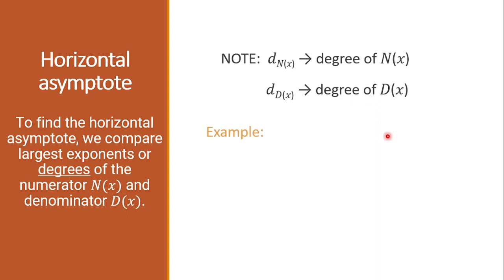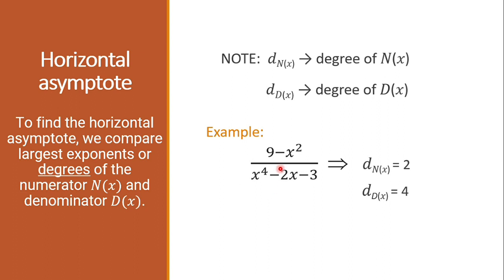Now, let's say for example, we have this rational function here, 9 minus x squared all over x to the fourth minus 2x minus 3. So we have the degree for your numerator d sub n of x is the value 2. So we can see here the one having the only variable here is this one, which is the biggest possible exponent's value or the largest exponent that you can find is the value 2. Now for the degree of your denominator, we have 4 because you can see here the highest value of exponent that you can find in the denominator is found in this term, x raised to 4.